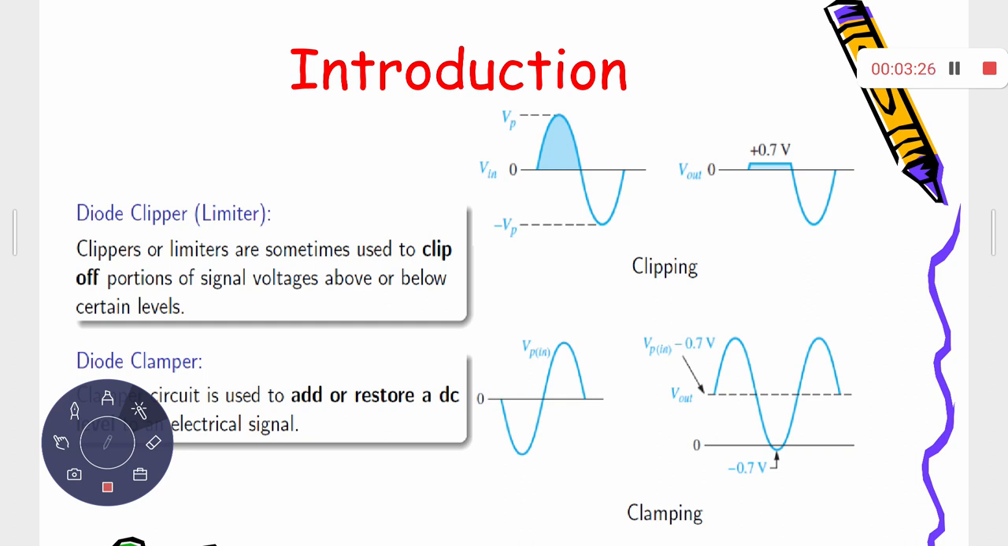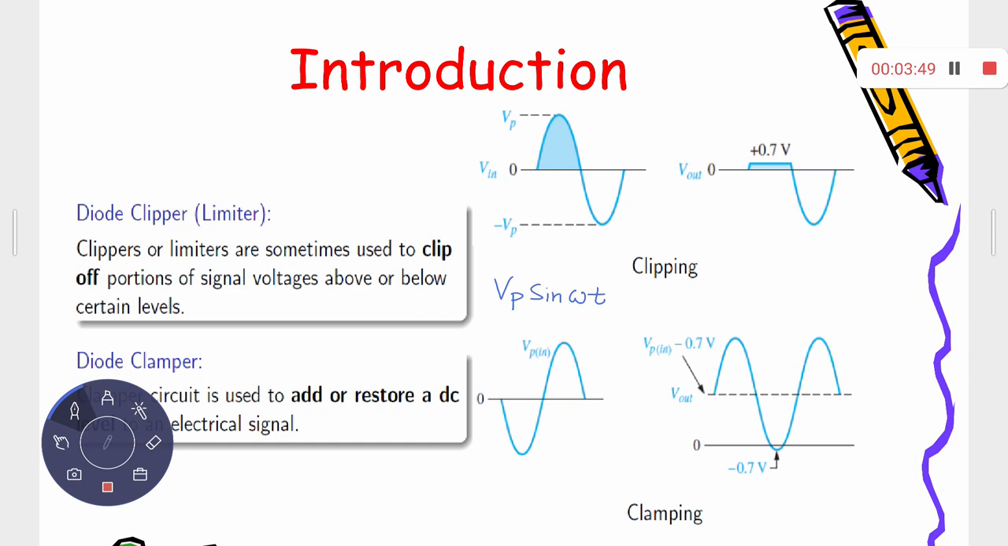Now if I write this expression, your input is something like Vp sin of omega t. That means it is riding on 0 DC. How can I identify this? If you integrate this over an entire period from 0 to 2 pi, you will see that the result is equal to 0.